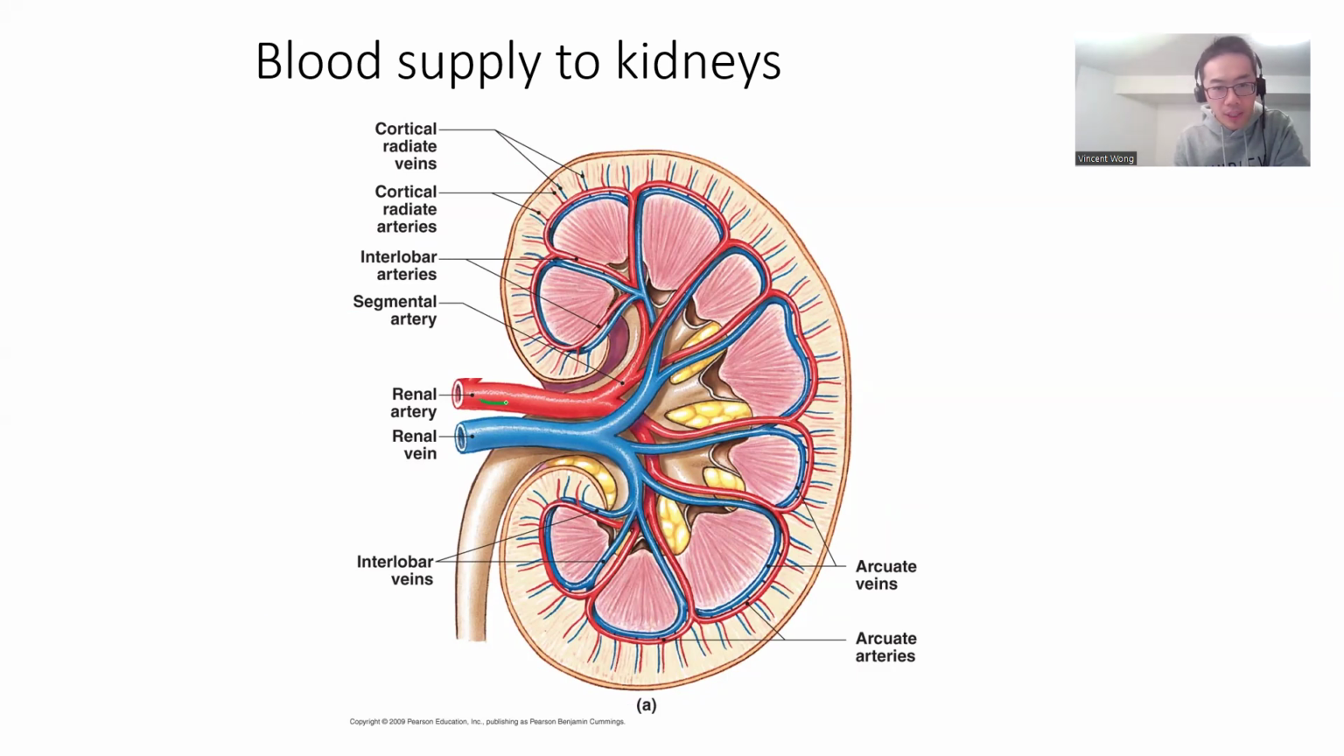Okay, so we have the renal artery, segmental, and we're going to go up the interlobar, the arcuate, and then the cortical radii. Right? Now this one doesn't have the afferent arteriole, but that's okay. We'll come back to it later.